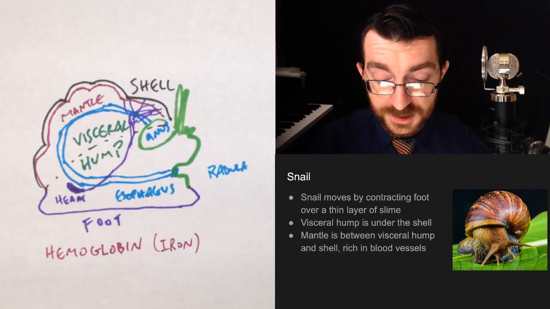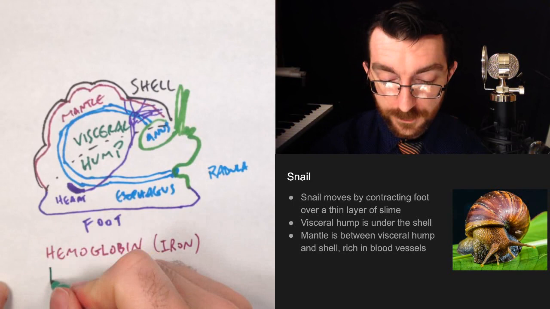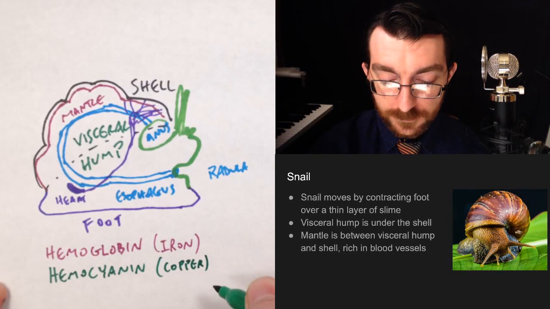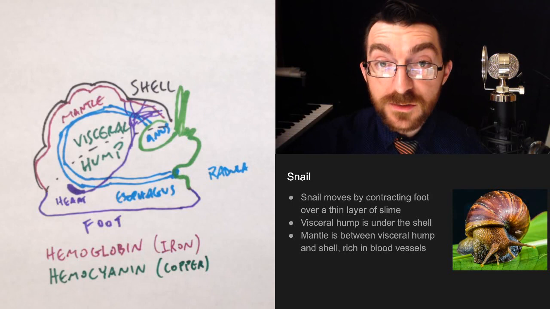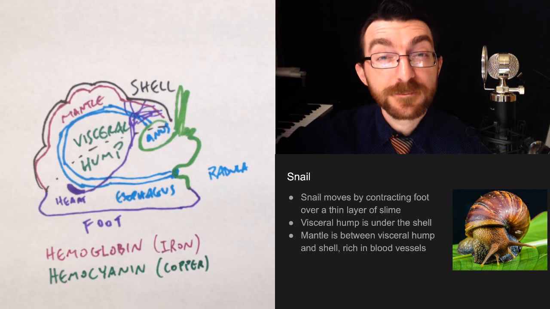Snails, like mollusks, do not have hemoglobin. Instead, they have something called hemocyanin. And instead of using iron, it uses copper. Do you realize what this means? Do you know what color copper turns when it becomes oxygenated? Have you ever seen a corroded penny? They're like this blue-green color. That's what color snail blood is. It's not red, it's that bluish greenish color that comes from oxygenated copper.